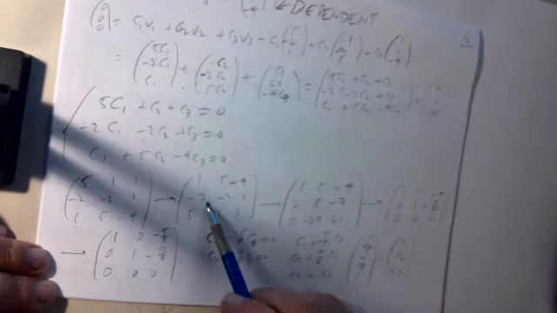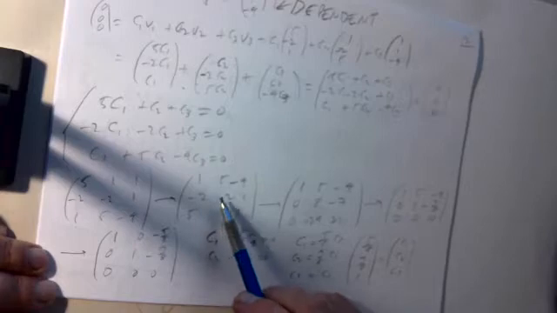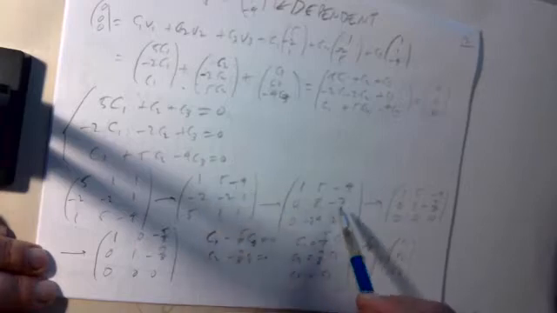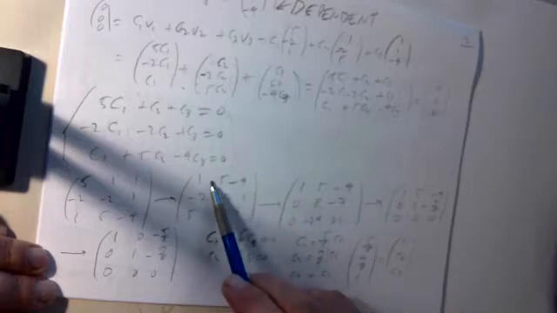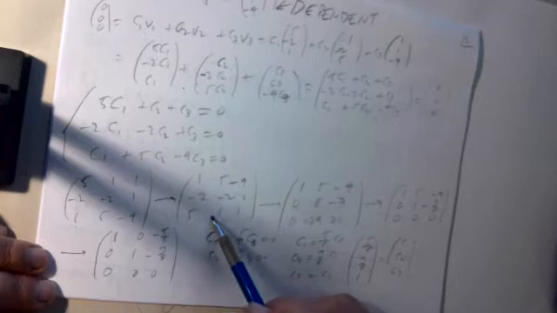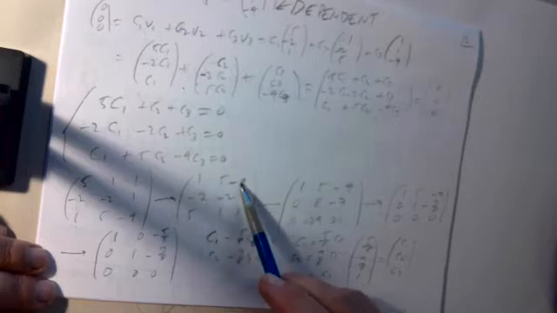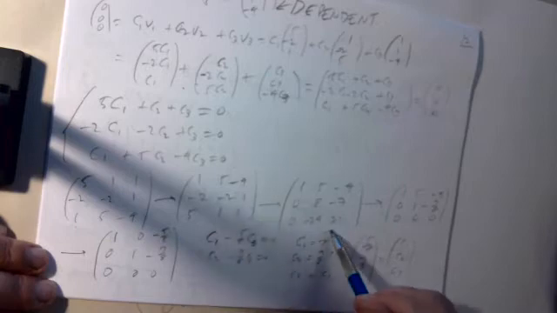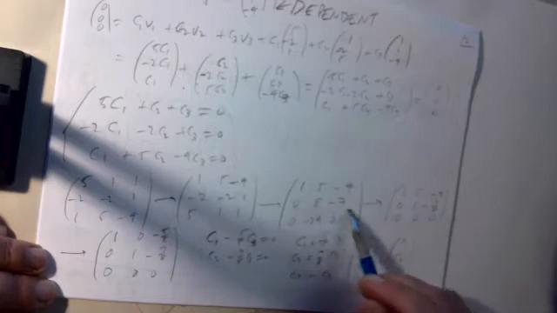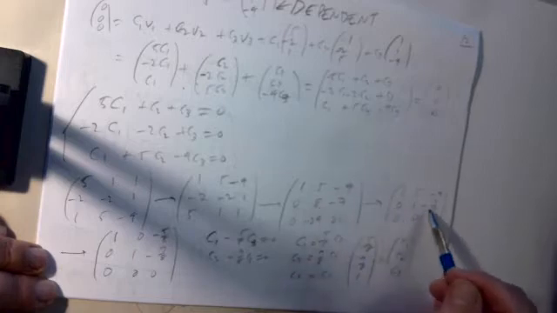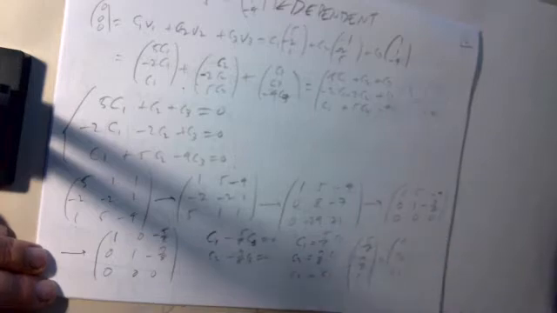Add twice this to this. I get 8, minus 7. Subtract 5 times this from this. I get minus 24, 21. Add 3 times this to this. I get 0, 0, 0. So I get 1, and divide this by 8. I get 0, 1, minus 7 over 8.